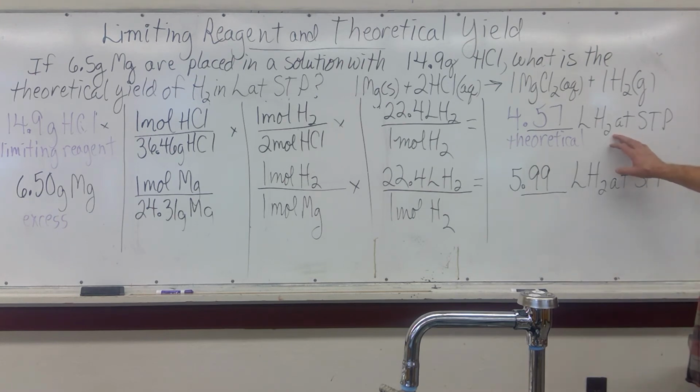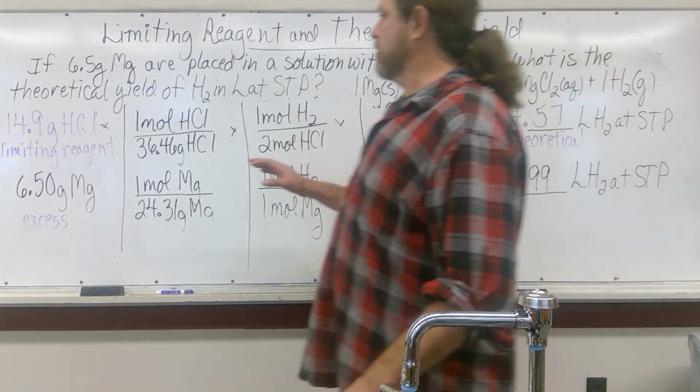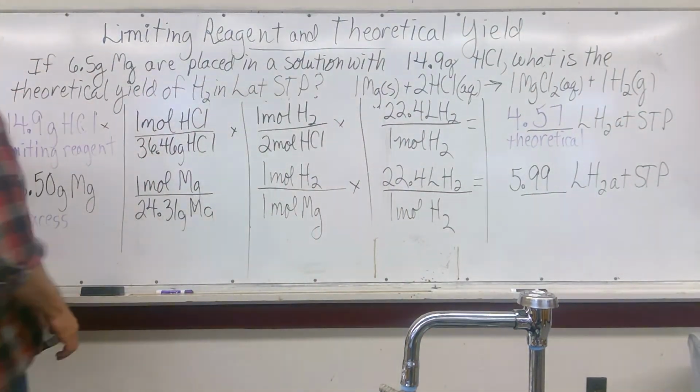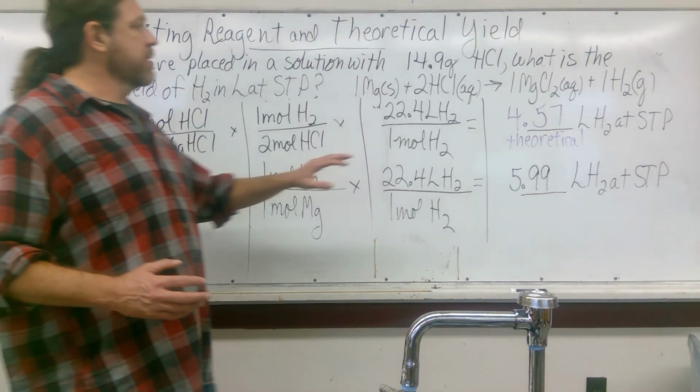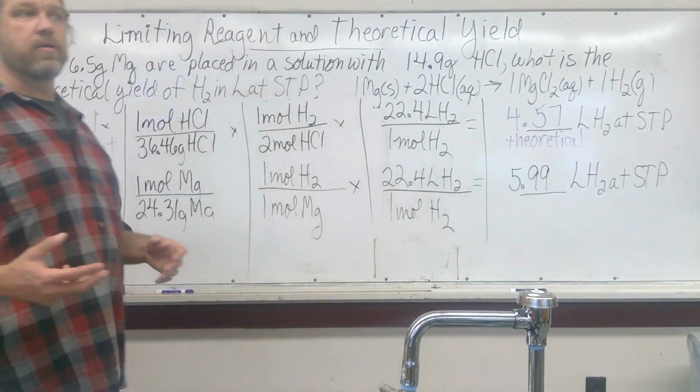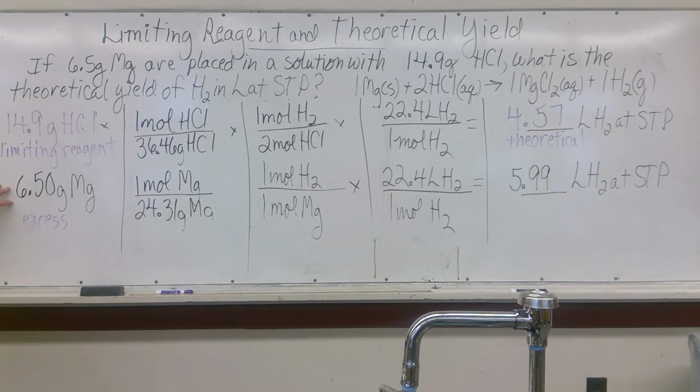We know this to be the case because this is the smaller of the two. It basically tells us that we're going to run out of hydrochloric acid. This is our limiting reagent. And we'll actually have some unreacted magnesium left over. That's our excess. In our next video, we'll try to figure out if we had truly reached this theoretical value, how much of the magnesium did we actually use and how much would be left over?